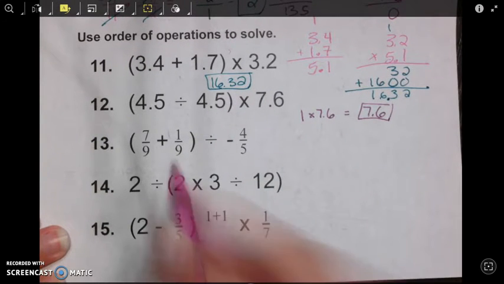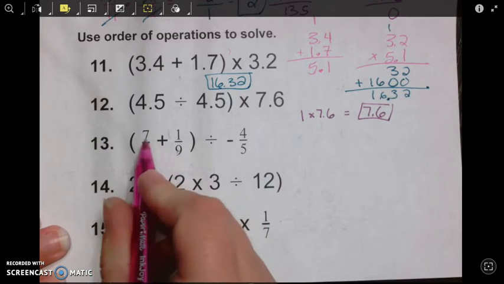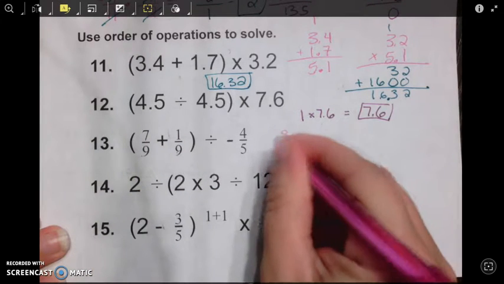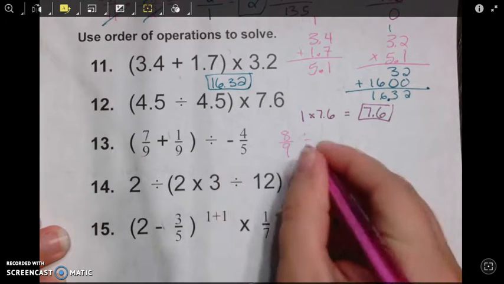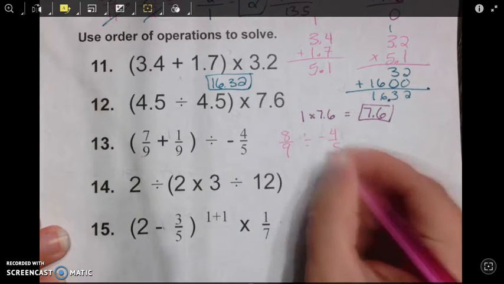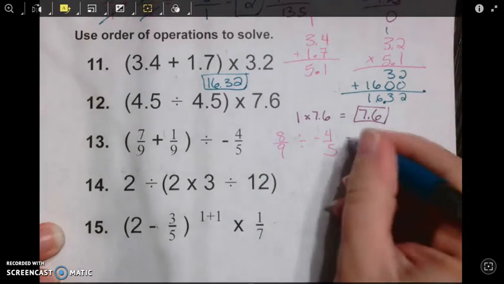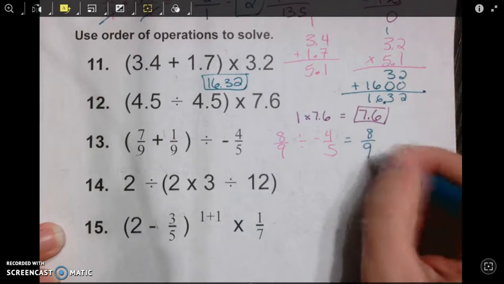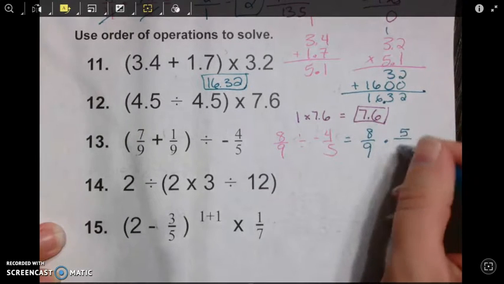Alright, parentheses first here, common denominator, yay. So 7 plus 1 is 8 over 9. And then divided by negative 4/5. Okay, when you divide fractions, you multiply by the reciprocal. Copy, dot, flip.